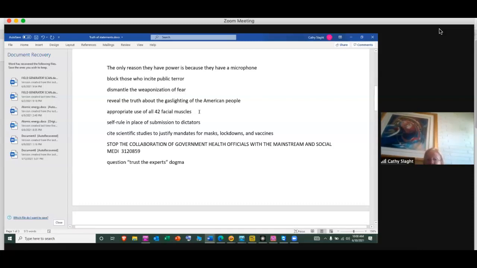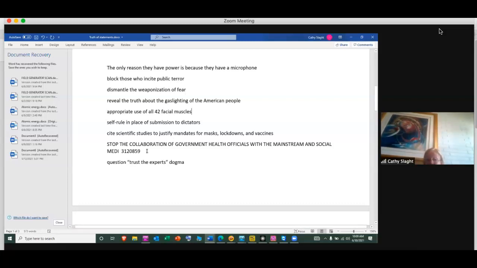Now, this facial muscles one was interesting, and I put in here appropriate use of all 42 facial muscles, which we do not have when we're wearing a mask. Self-rule in place of submission to dictators. Again, use your own terminology. Now, this was an interesting one: cite scientific studies to justify mandates for mass lockdowns and vaccines.